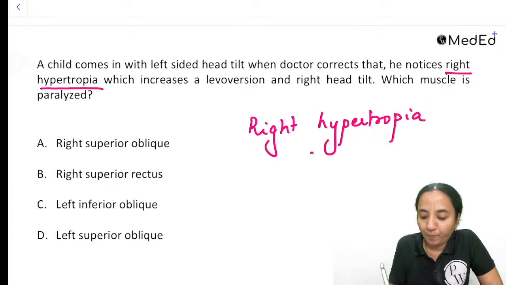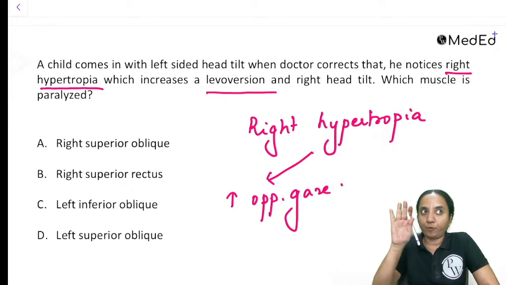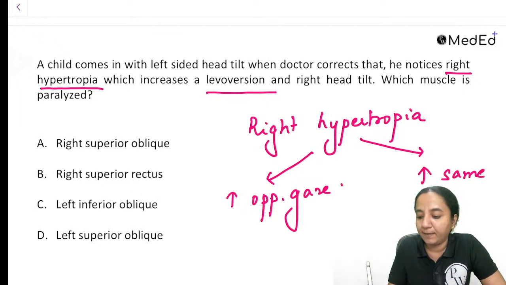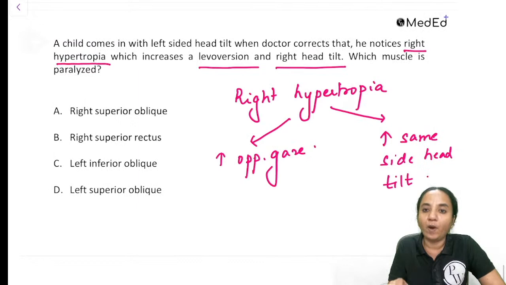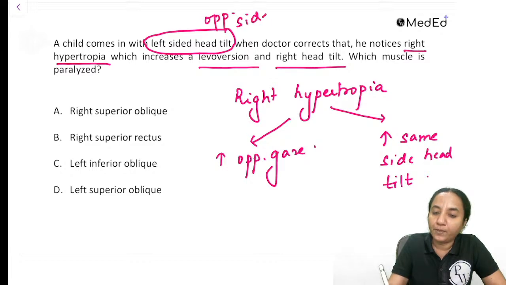And this hypertropia increases on levoversion. Levoversion means opposite side gaze. So there is a right hypertropia which increases on opposite gaze, and it also increases on the same sided head tilt, that is on right head tilt. And because it is increasing on the right sided head tilt, that is precisely why the child has tilted his head to the left side. So the child has tilted the head to the opposite.